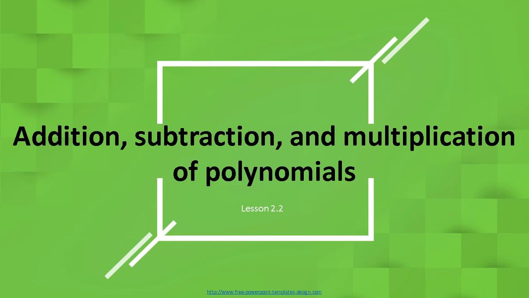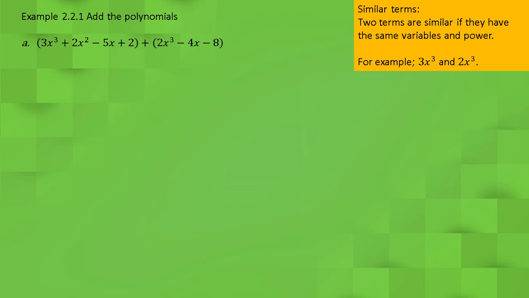Good day, everyone. Our lesson for this week is all about addition, subtraction, and multiplication of polynomials. Recalling the concept learned in grade 7, we add or subtract two polynomials by combining similar terms. Two terms are similar if they have the same variables and power. For example, 3x cubed and 2x cubed are similar terms.